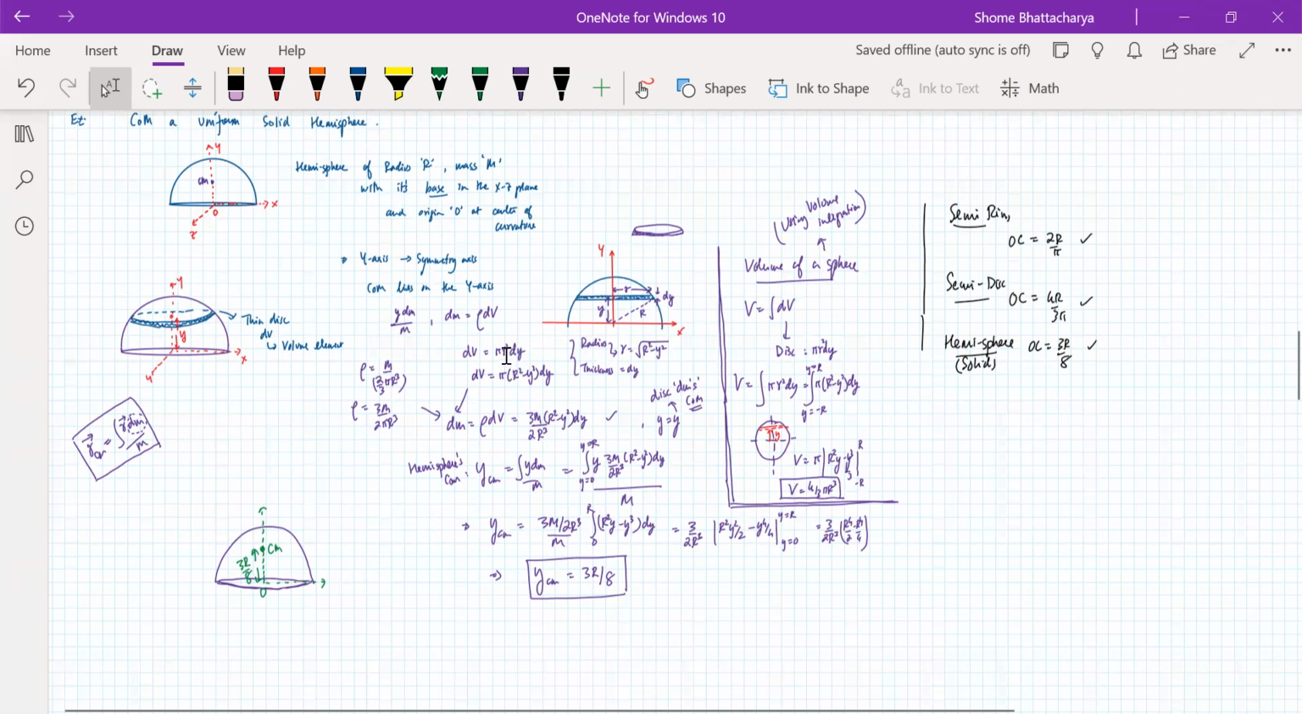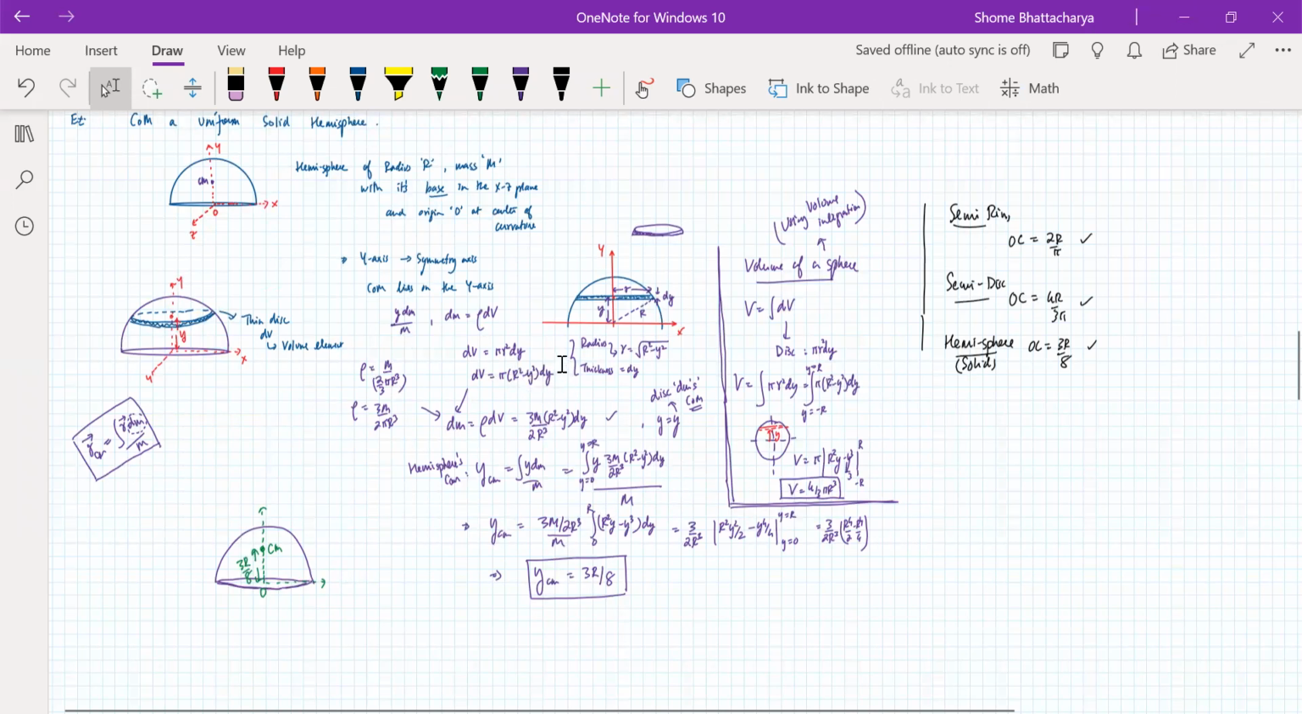So we want to replace small r in terms of y. So next step, what we do here is we understand the relation between small r, that is the radius of the disk, and y, the position of the disk from the origin. And that comes from Pythagoras theorem. So r square becomes capital R square minus y square. Capital R square is a constant, so no problem with that.